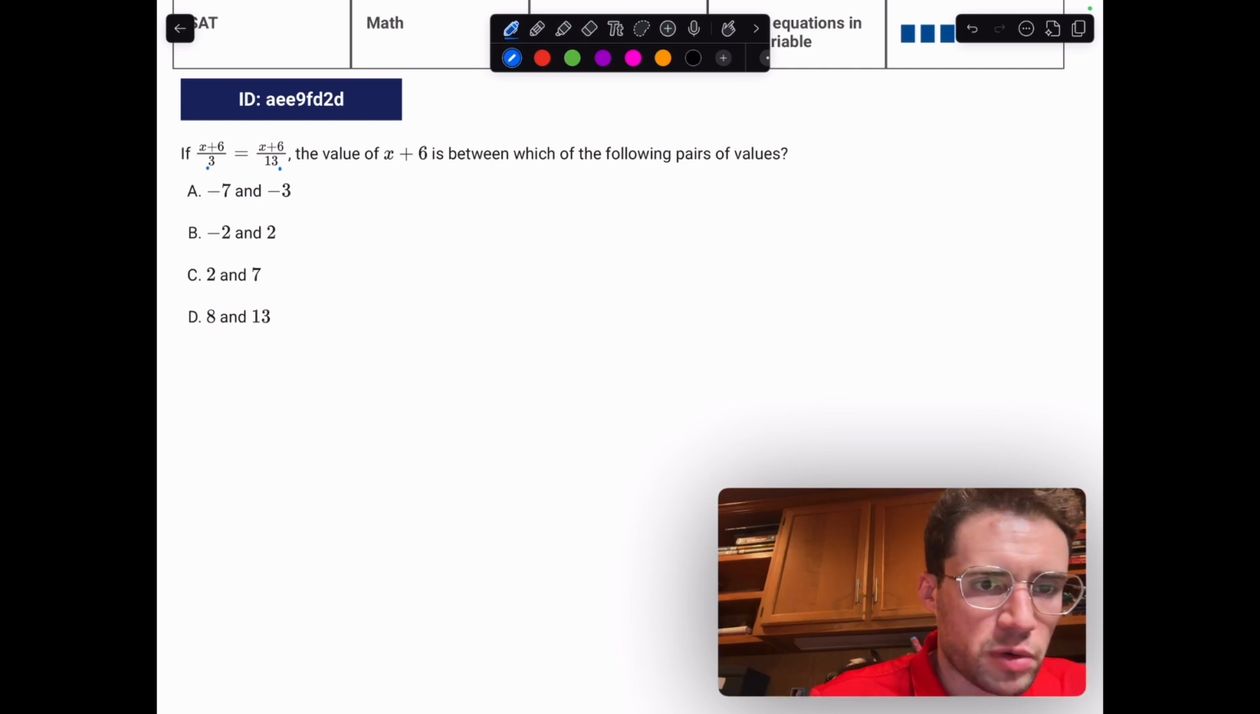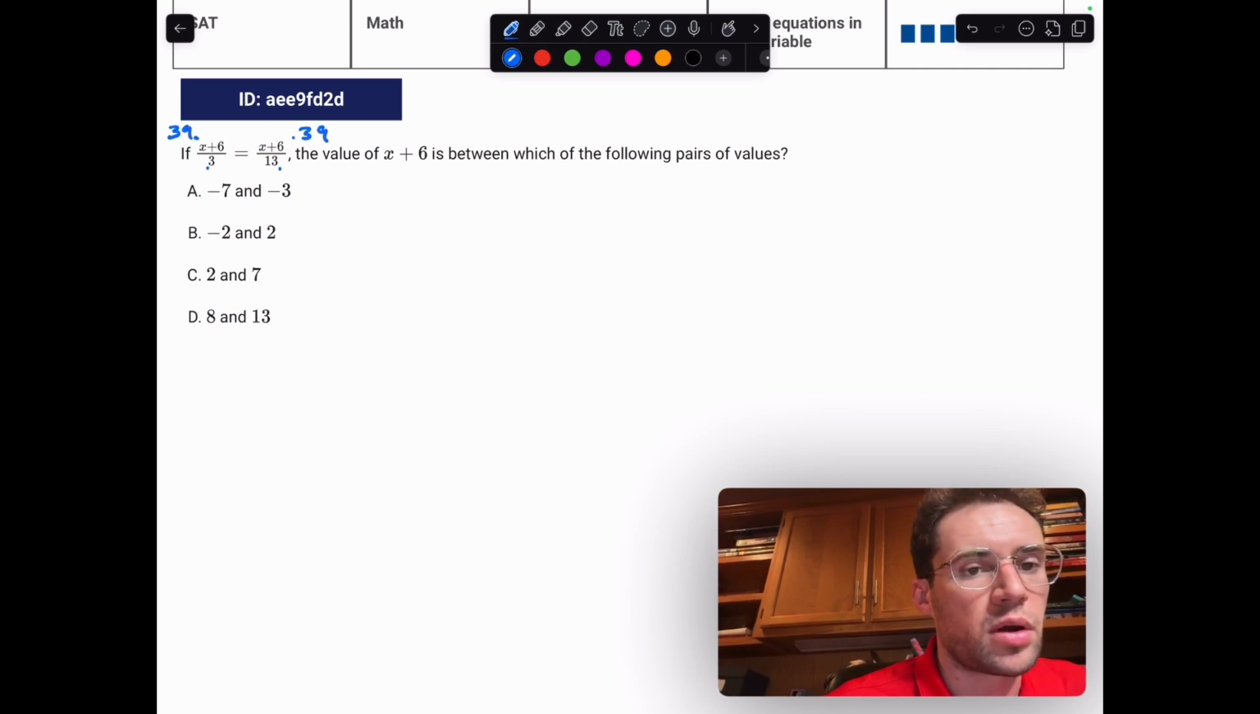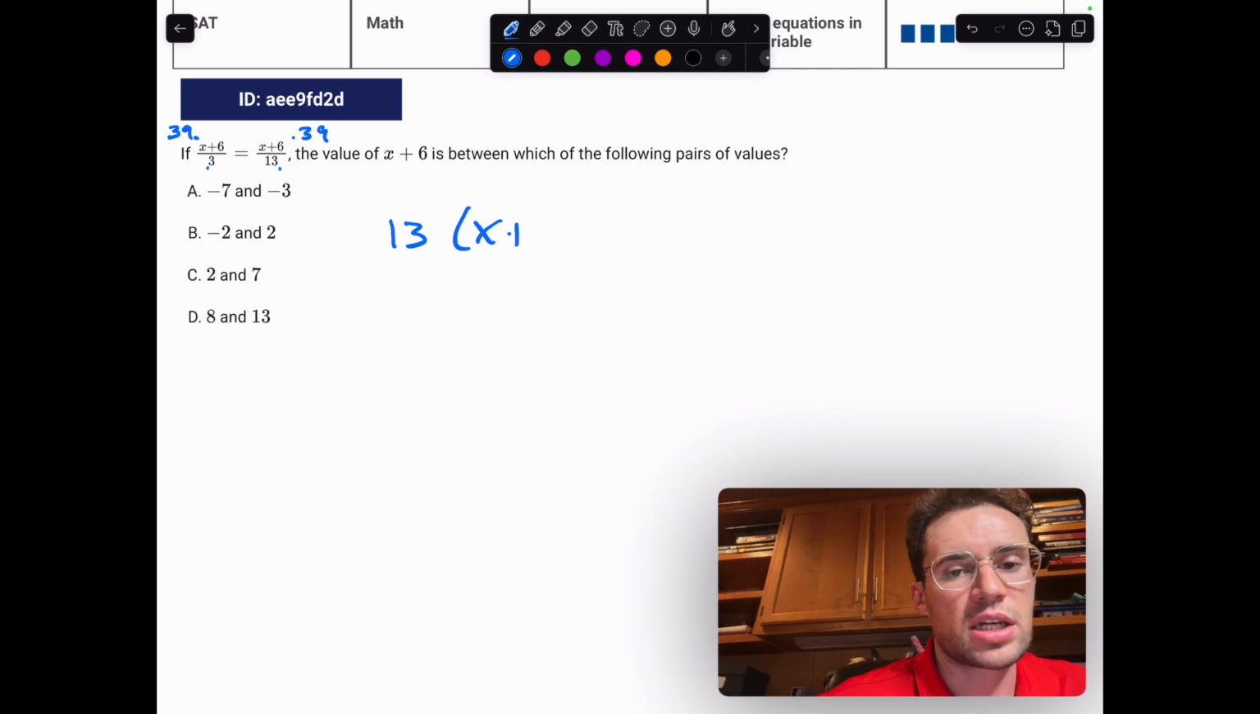So we're going to multiply by 3 on both sides and multiply by 13 on both sides, which is the same as multiplying by 39 on both sides. Right, I'm just going to write that because you're doing them both in one fell swoop. X plus 6 over 3 times 39, the 3's will cancel there, and then you are left with 13 times x plus 6. And on the other side, we're left with 3 times x plus 6. The 13's cancel out from the 39 here.